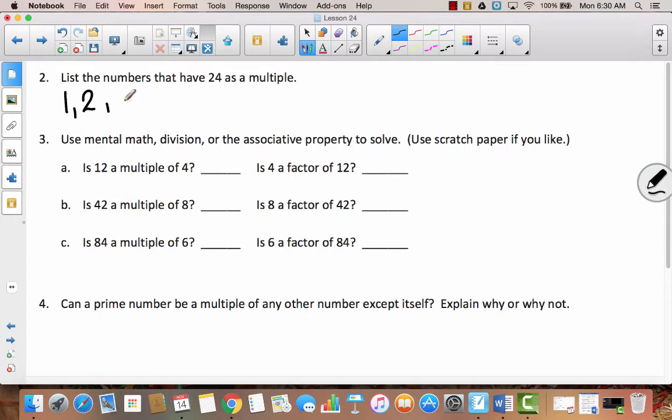What if I was counting by threes? 3, 6, 9, 12, 15, 18, 21, 24. Yes. What if I was counting by fours?